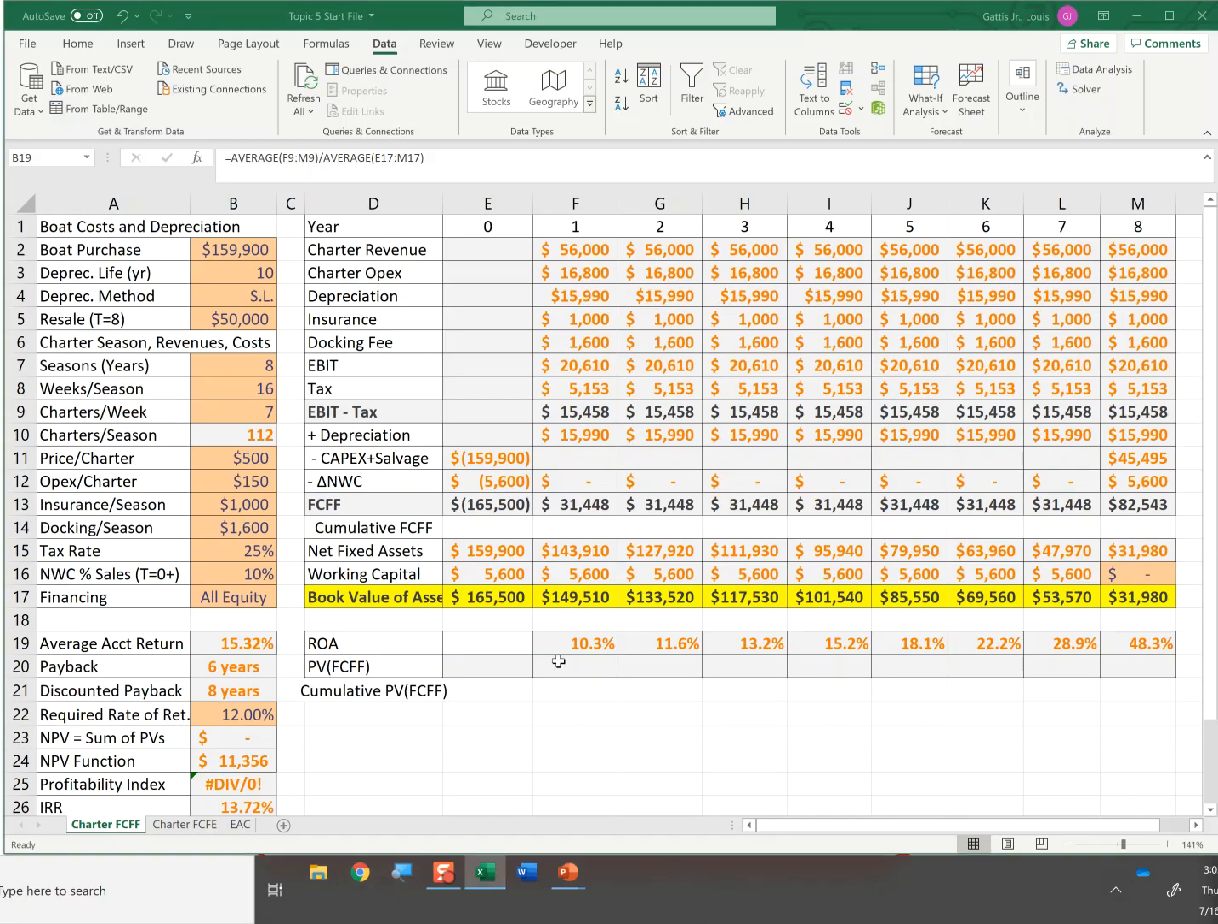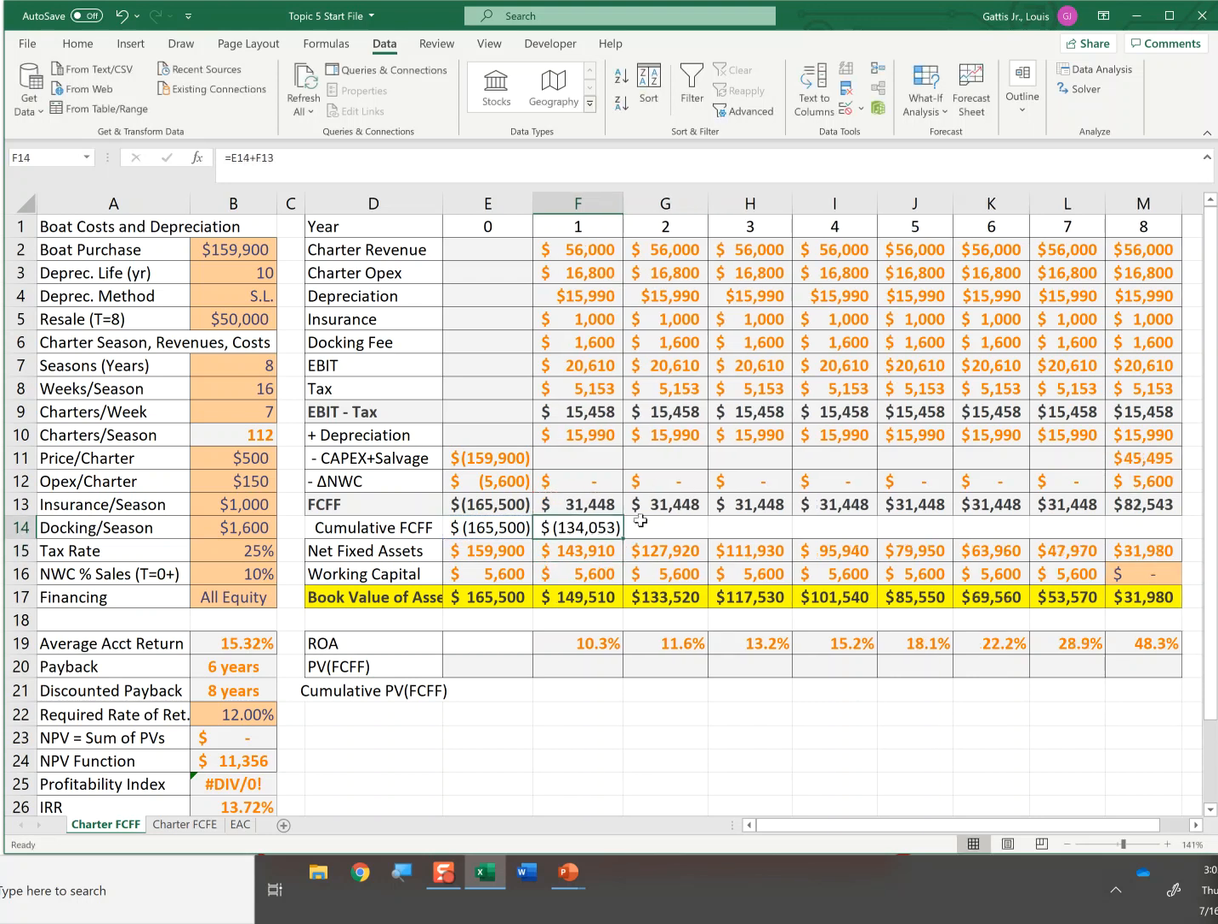So I'm just going to calculate the cumulative cash flows right here. What I'm going to do is I have a link to the number above. So I start off today 165 in the hole. I'm then going to have a link to that number, and I'm going to add the number above. At the end of the first year, you've made 31,448. So at the end of the first year, you're 134 in the hole or in the red.